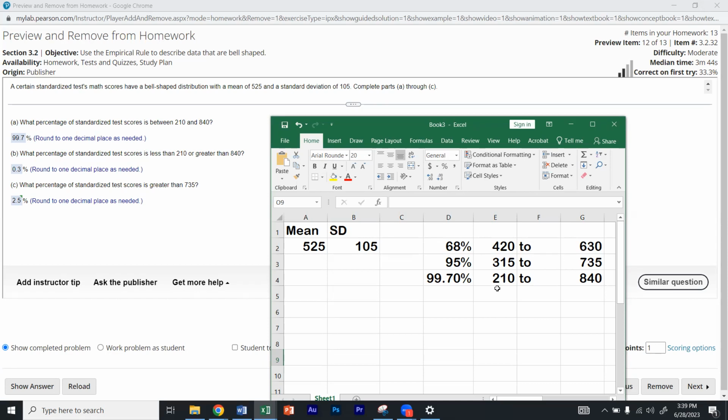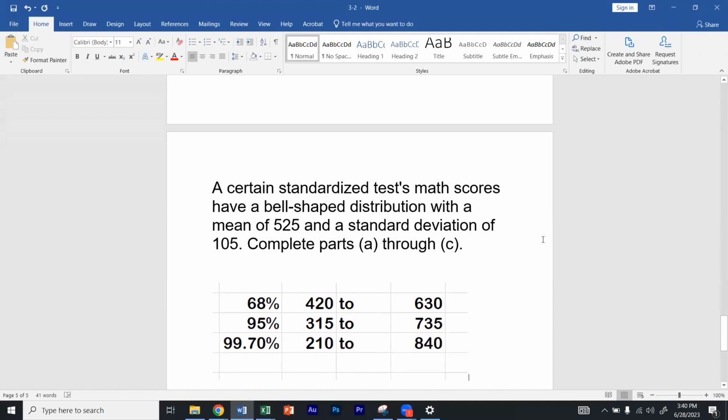So they're tricking us just a little bit, guys, okay? So this 0.3 is outside 210 to 840. If that is 99.7, so if you subtract 99.7 from 100, you're going to get 0.3%. Okay, so let's see which one they're saying here. 735. So they're just tricking us a little bit. So let me do it carefully with your graph, okay? So far what we did is correct.